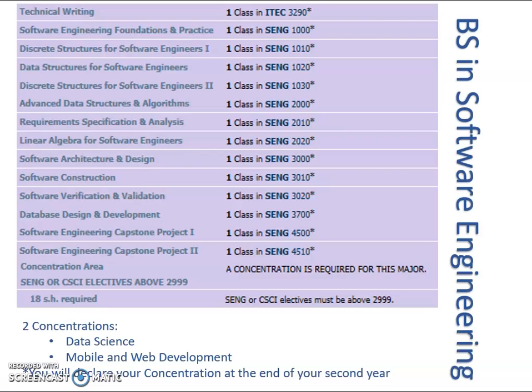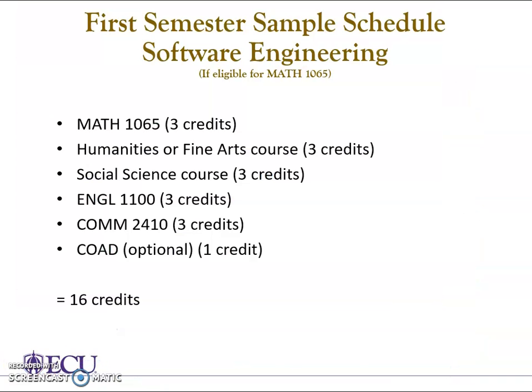This is a list of all software engineering courses that are required to be taken by software engineering students. You will see that there is a concentration that is required for the major, as well as 18 semester hours required of SENG and CSCI electives. As stated before, you will pick between data science and mobile web development, and you will choose which emphasis or which concentration you're interested in at the end of your sophomore year. This is a sample schedule for software engineering students who are eligible for Math 1065. You will see that Math 1065 is listed as well as other university requirements.